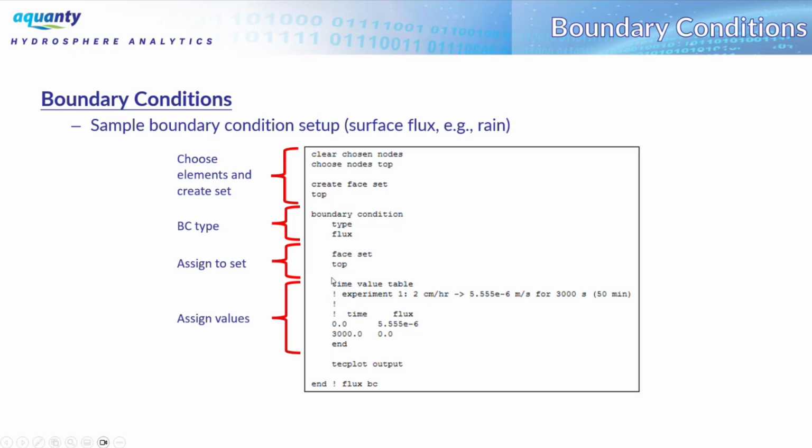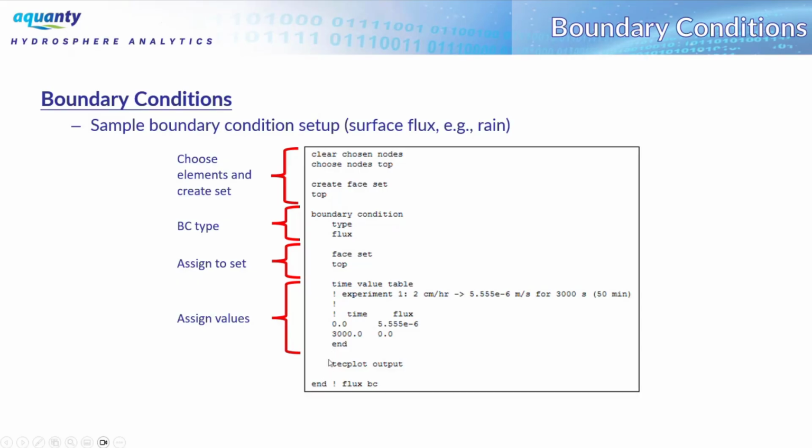And then here we have a time value table. So this is simply a table of times and values. This, for example, means that at t equals 0, a flux of 5.555 e to the negative 6 meters per second, which is equivalent to 2 centimeters per hour, will be applied. And that flux is going to be maintained indefinitely until the next time in the time value table. At t equals 3000, that flux goes to 0. If this second line wasn't here, then basically the initial flux would be maintained for the entire simulation. The time value table is then ended.